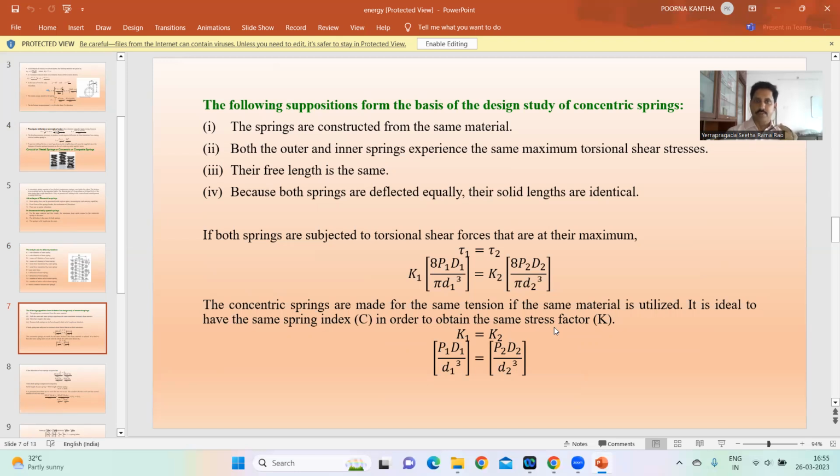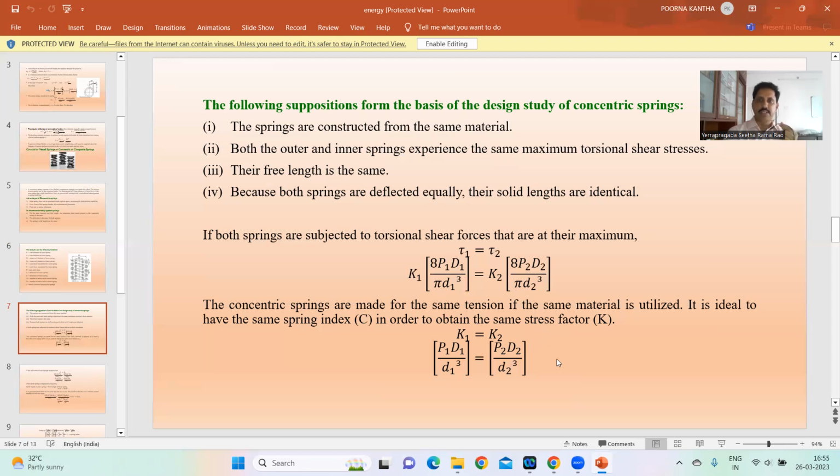Free length is the same because both springs are deflected equally. Their solid lengths are identical here. And if both springs are subjected to torsional shear stresses that are at their maximum, τ1 equal to τ2, so that we are using the relation K1 into 8P1D1 by small d1 cube equal to K2 into 8P2D2 by small d2 cube. And these are made of the same material. So the spring index we are using to obtain the same stress concentration factor.